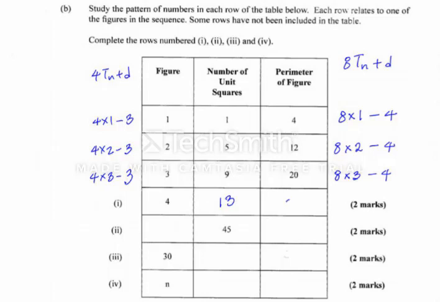That would be 28. And also we can test it, because this line is actually supposed to be 8 times 4 minus 4. 8 times 4 is 32. 32 minus 4, that gives you 28. Over here, it's supposed to be 4 times 4 minus 3. 4 times 4 is 16. 16 minus 3, that is what?